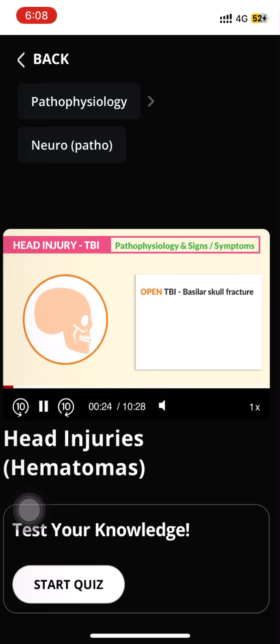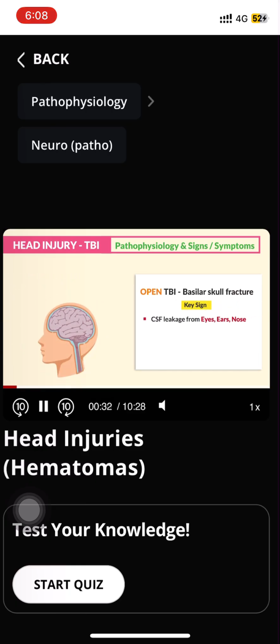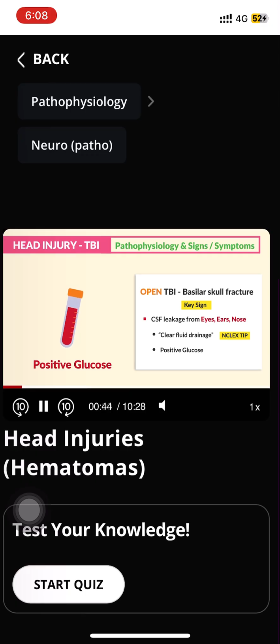So for open TBI, we typically see a basilar skull fracture, where we get broken bones at the base of the skull. Now the key sign to write down is CSF leakage from the eyes, ears, and nose, spinal fluid drainage. So the key terms they use are clear fluid drainage that is positive for glucose. This is indicative of cerebrospinal fluid.